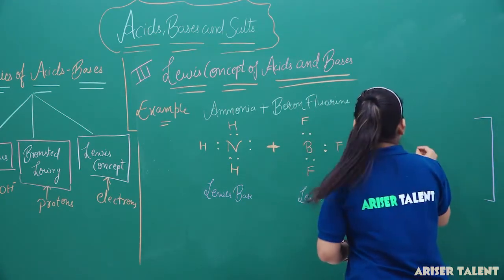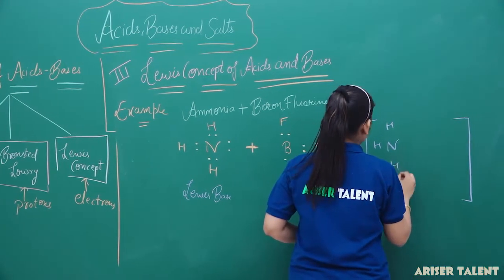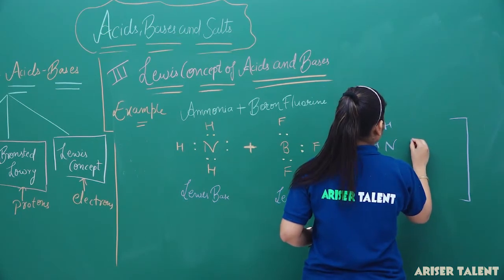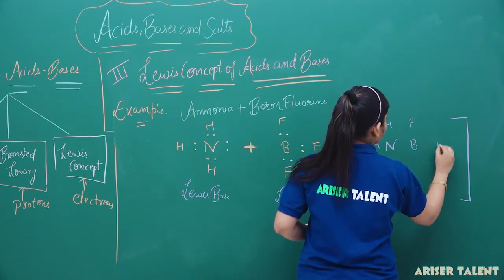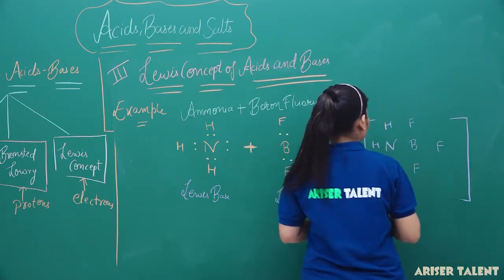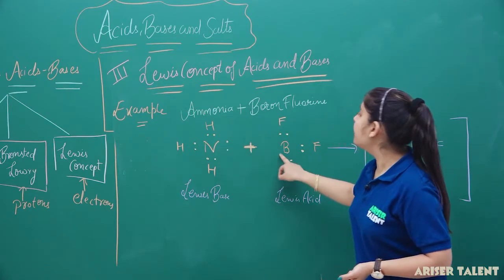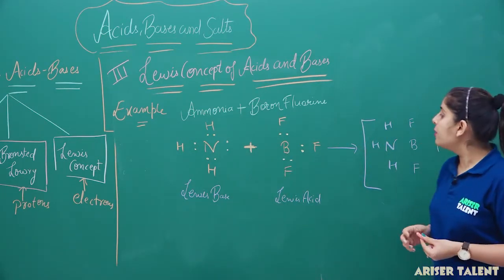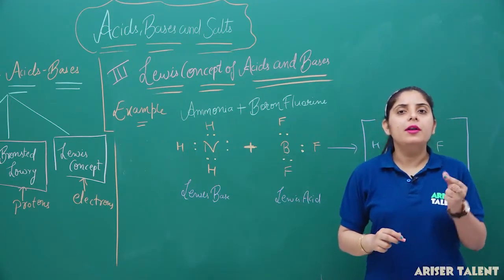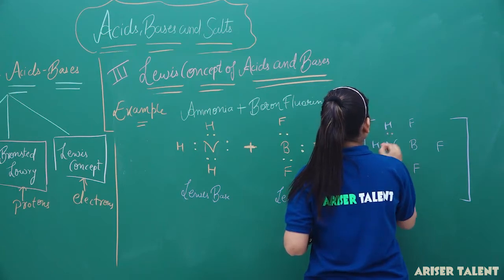Now what we will get on the product side is the compound, and the compound will be NH3 bonded to BF3. This electron pair will be shared here and the bond is formed, that is the coordinate bond, and the bond that is formed between them will be the coordinate bond or dative bond. So I am representing the electrons here.